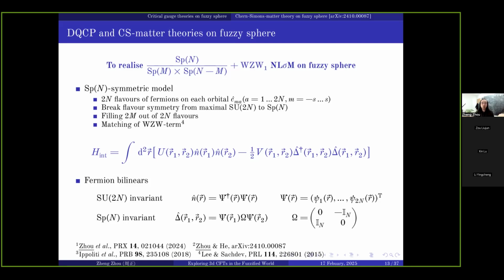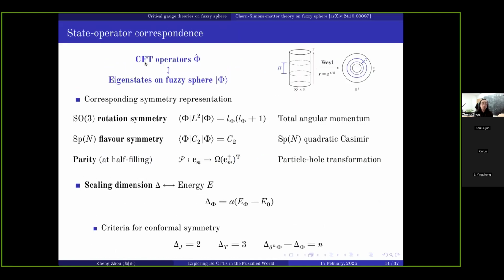So we study this model through an exact diagonalization calculation. How do we extract the information of the CFT? That is through the state-operator correspondence. Recall that each CFT operator has a corresponding eigenstate on the fuzzy sphere, and they have corresponding symmetry representations. For example, the SO3 spin can be measured by the total angular momentum. The Spn flavor can be measured by the Spn quadratic Casimir.